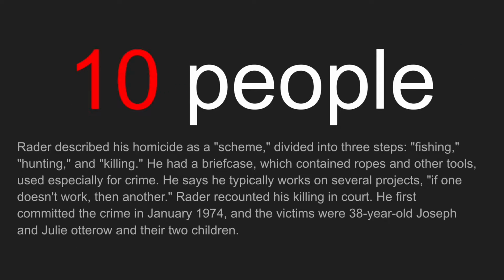He described his murder plan as divided into 3 parts: fishing, hunting, and killing. He had a puzzle with a criminal tool, and he said his first victim was in 1974, and the victims were 16-year-old Joseph and his wife Julie and their 2 children.